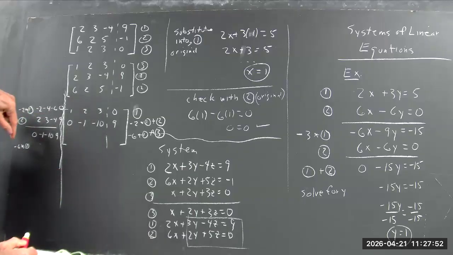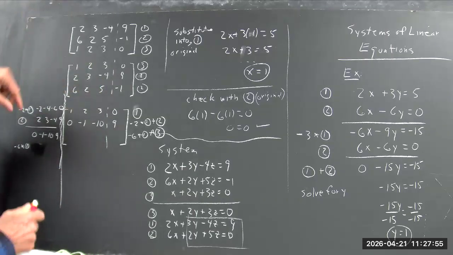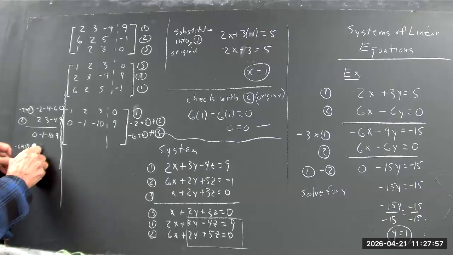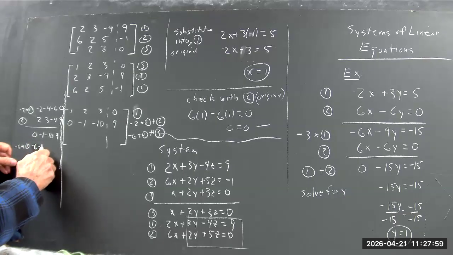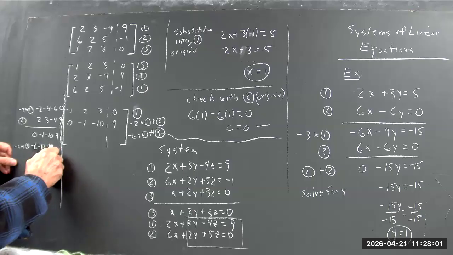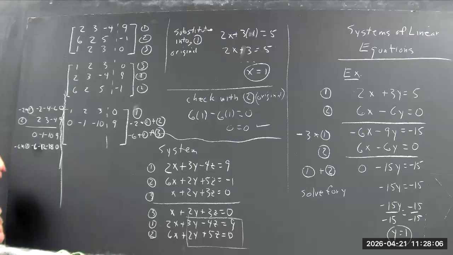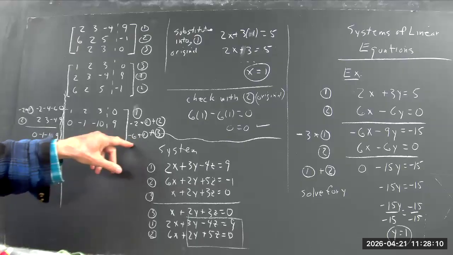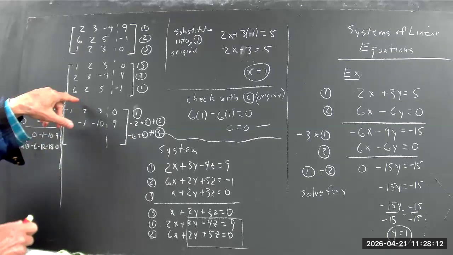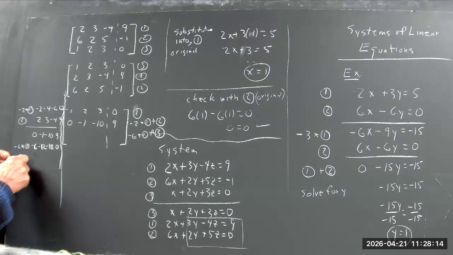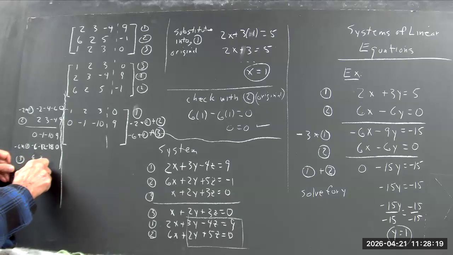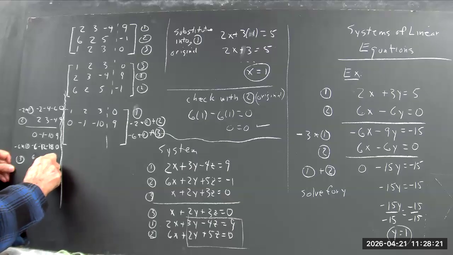Negative 6 times row 1, we multiply 1, 2, 3, 0 by 6. We get negative 6, negative 12, negative 18, 0. That's negative 6 times row 1, because that's what we're going to do. And then row 3 is 6, 2, 5, negative 1.